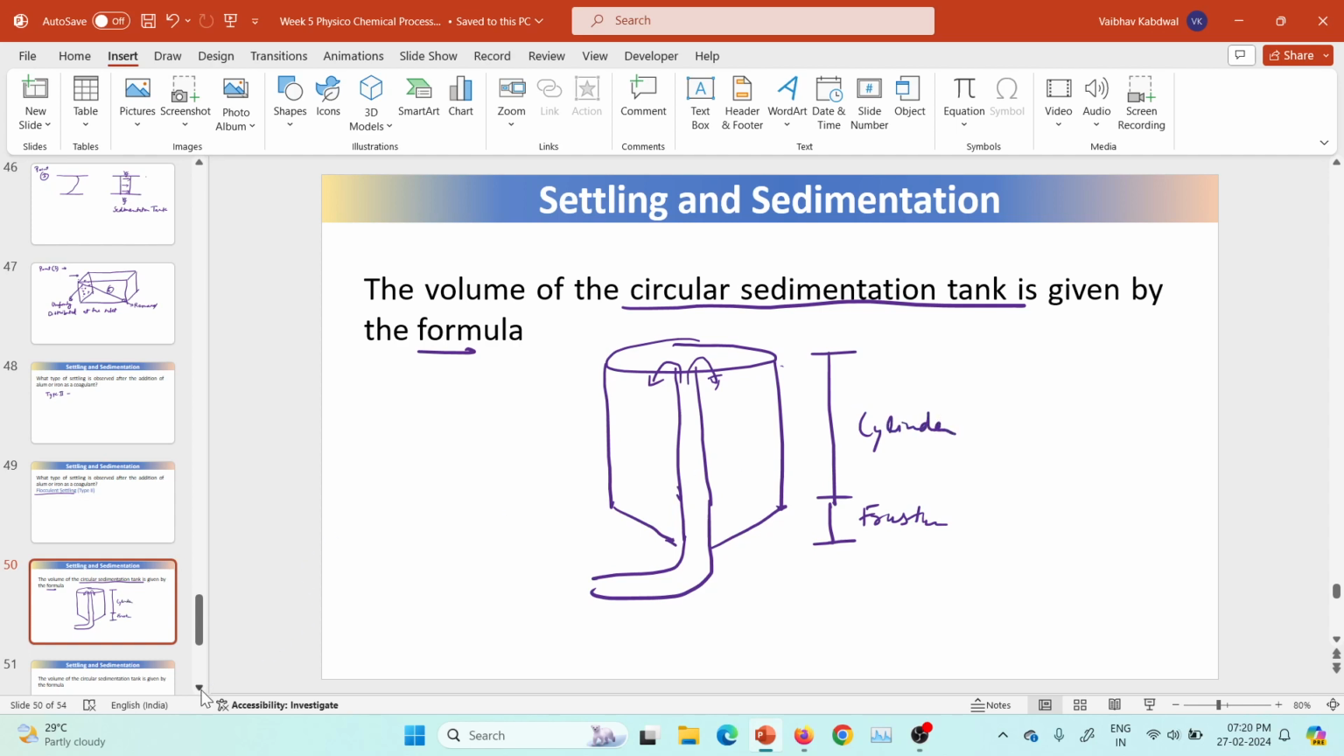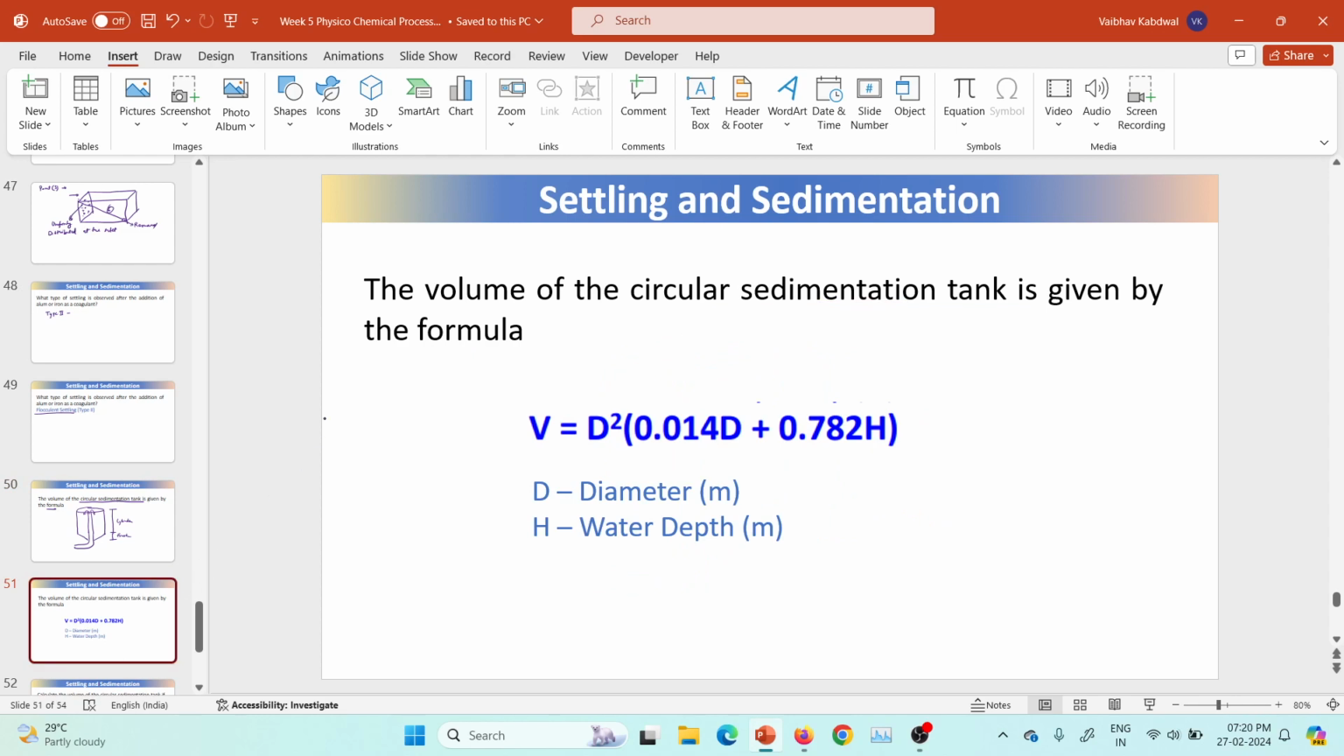So the formula is given by this equation. The volume of circular sedimentation tank is given by V equals D squared (0.014D + 0.782h), where D is the diameter in meters and h is the water depth.